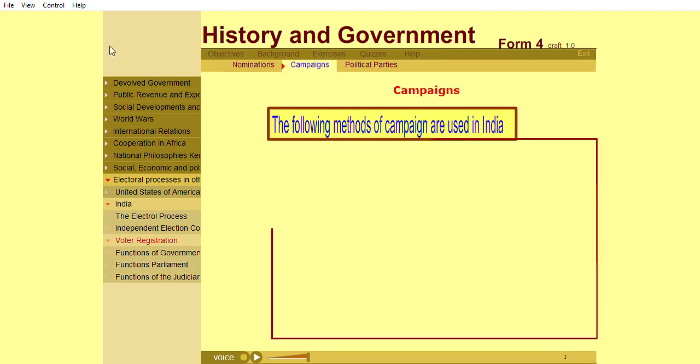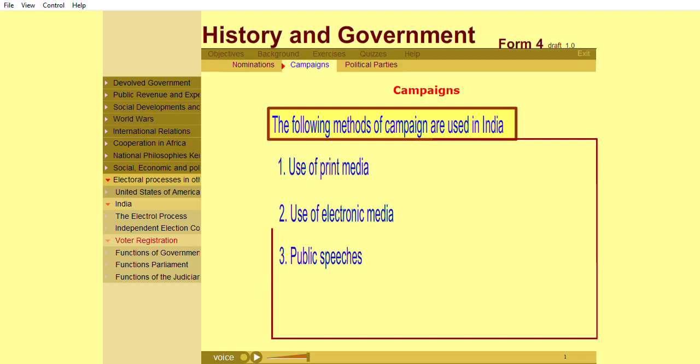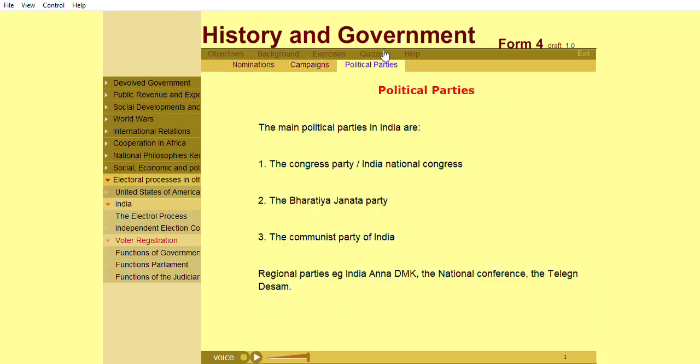The following methods of campaign are used in India: use of print media, use of electronic media, public speeches, and canvassing. The main political parties in India are the Congress Party or Indian National Congress, the Bharatiya Janata Party, and the Communist Party of India. Regional parties, for example, the All India Anna DMK, the National Conference, and the Telugu Desam.